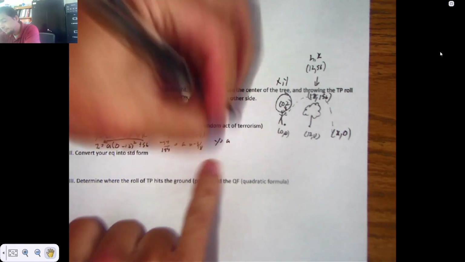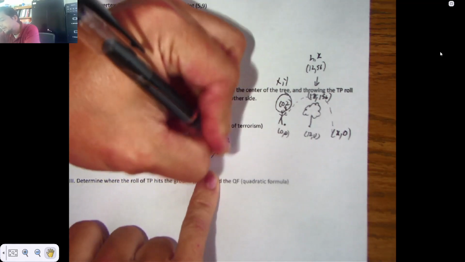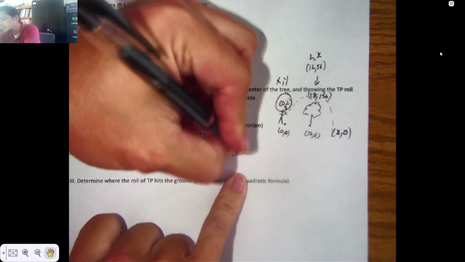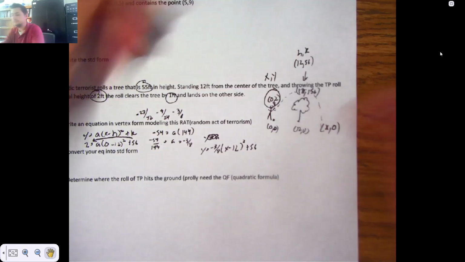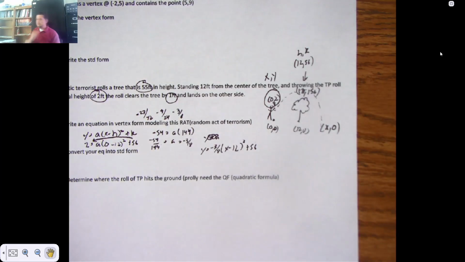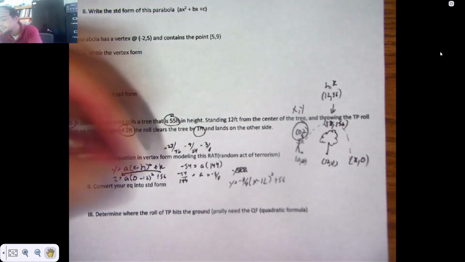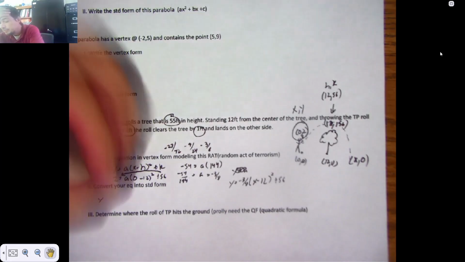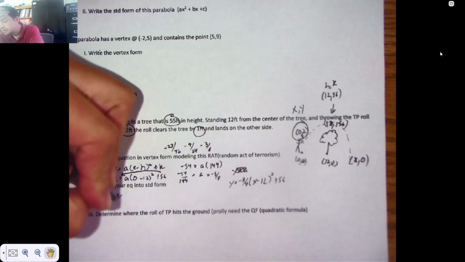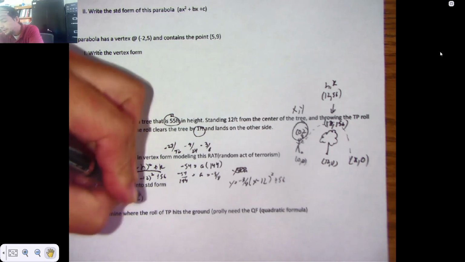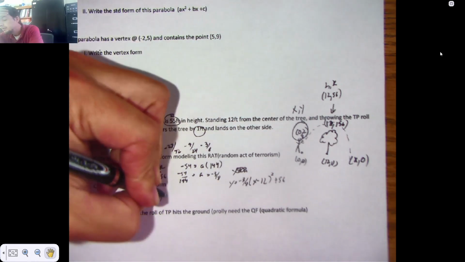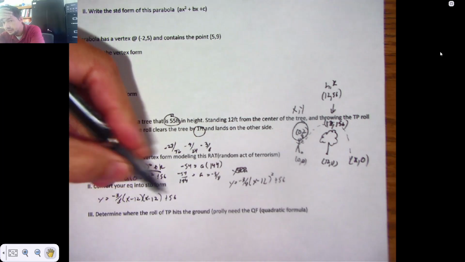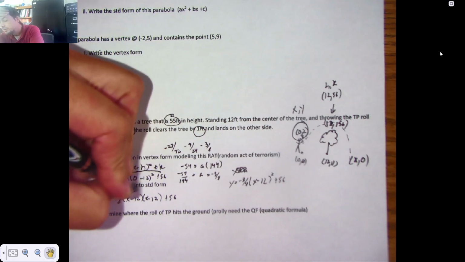All right, so my equation is y equals negative 3/8, x minus 12, again that's coming from up here, quantity squared plus 56. Part 2, convert it to standard form. I've already done like 3 of these today, maybe 4. You write x minus 12 twice. You don't do something silly like say x squared minus 144 plus 56. You don't try to put these pieces together. You do the double distributive property.